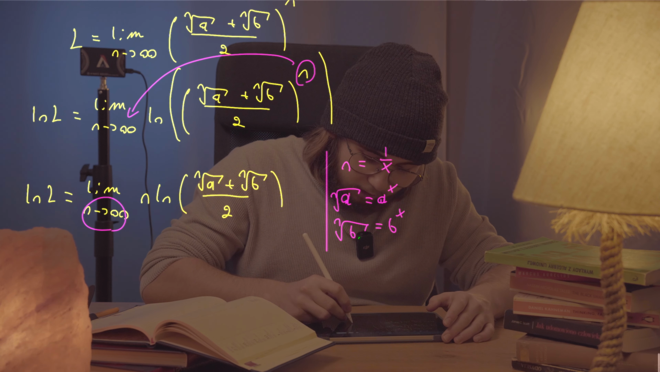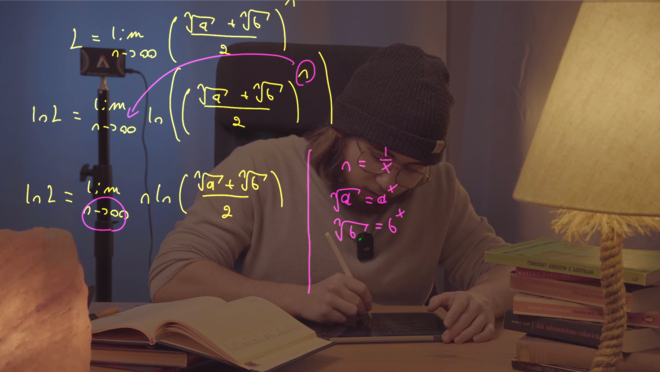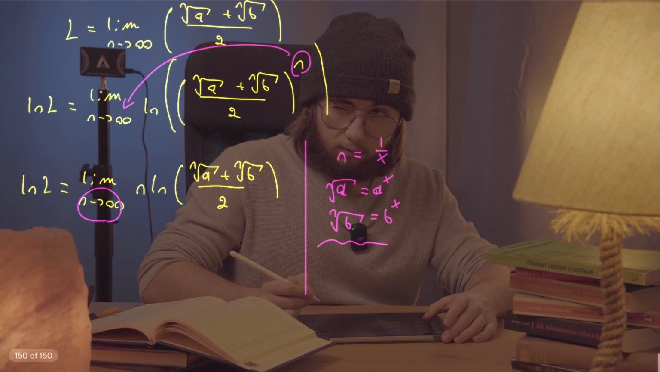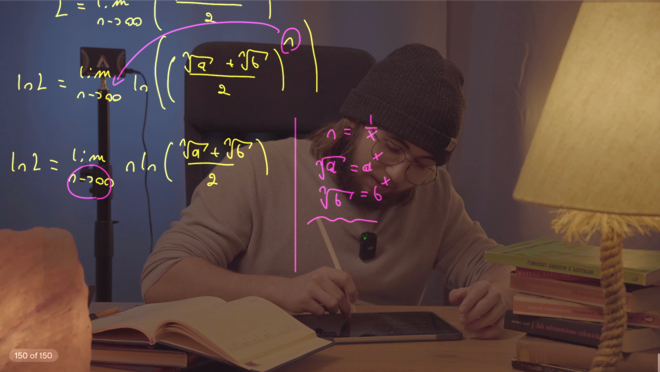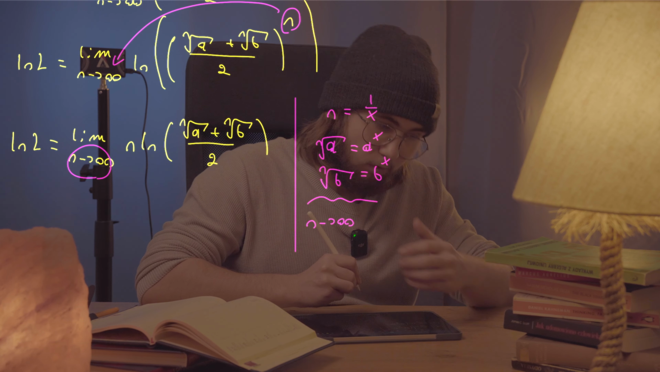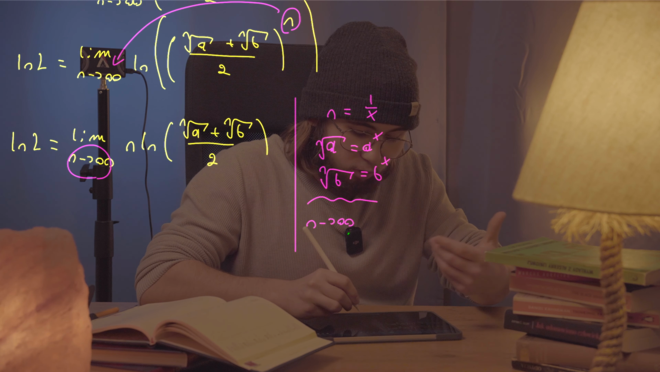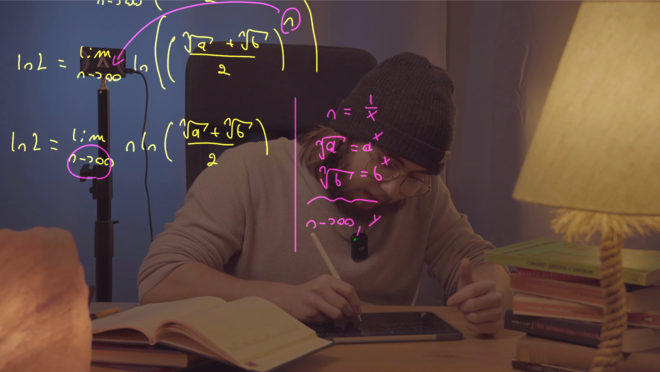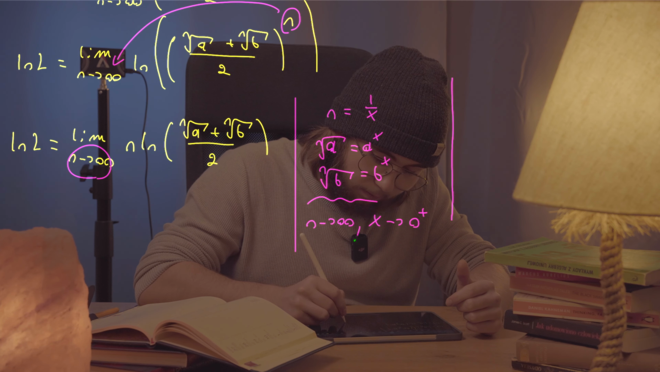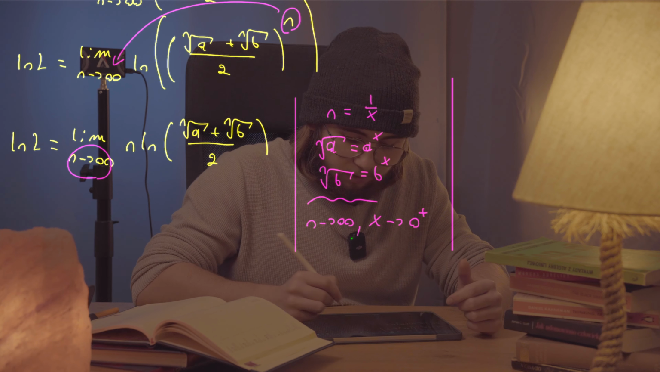Well then, if I want my n to be approaching positive infinity, what will my x be approaching in order for 1 over x to be approaching positive infinity? I shouldn't have put those lines here. Now it's better. And for my limits, as n approaches infinity, 1 over x is approaching infinity, so we get that x has to be approaching 0 from the positive direction, from above.